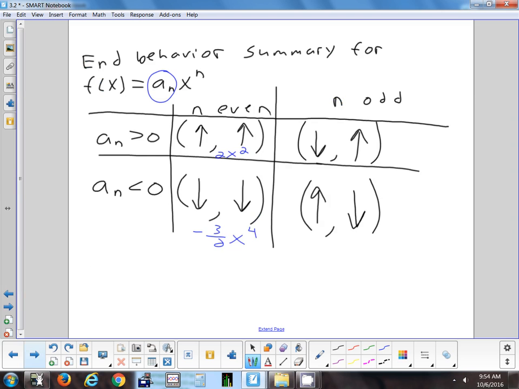I don't know exactly what it's going to look like. I mean, I don't know if it's going to look like this and go down, down, or if it's going to look like this and go down, down. But the big picture is they both are going to point down. Okay, and then an example like this would be positive coefficient, odd exponent, negative coefficient, odd exponent.